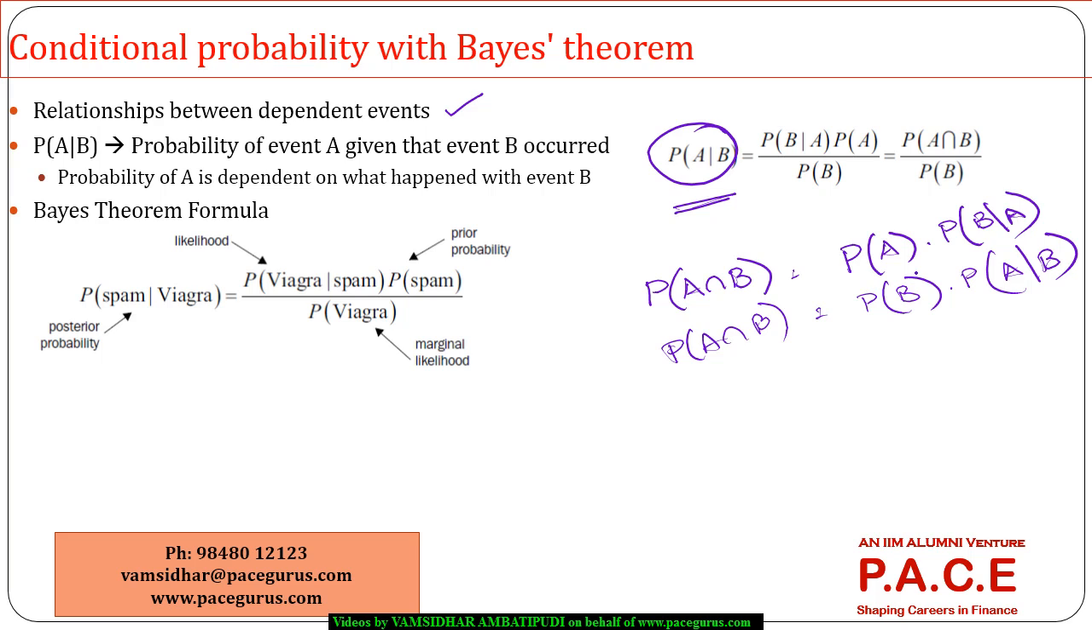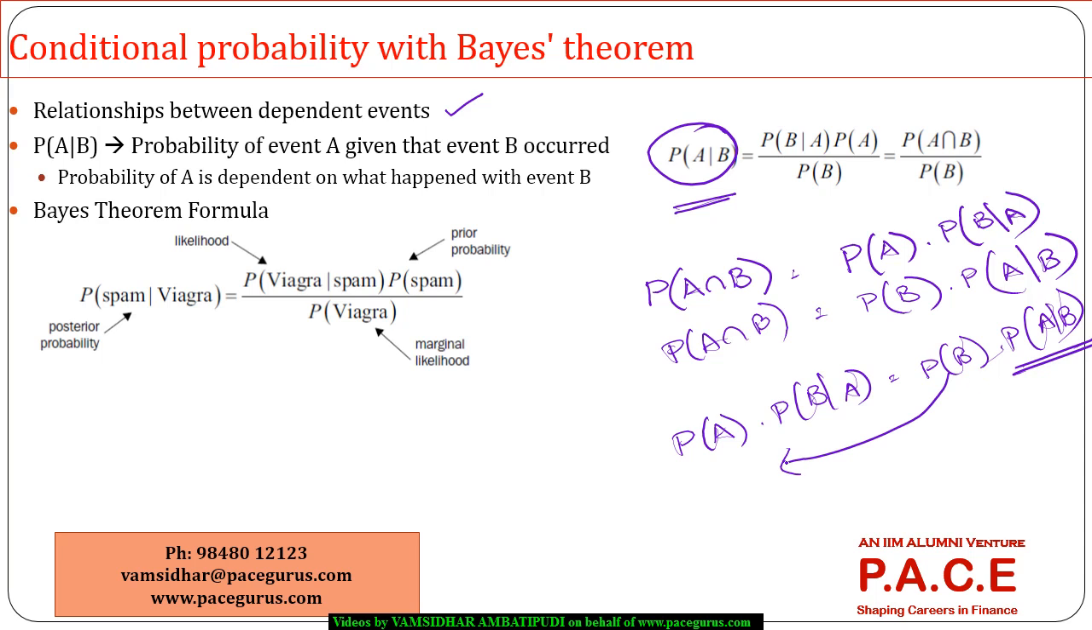Now both are one and the same, so I'll equate both of them. P of A into P of B given A is the same as P of B into P of A given B. So from here I want P of A given B, so I'll bring this thing here. So it becomes P of A given B is nothing but P of A into P of B given A divided by P of B.